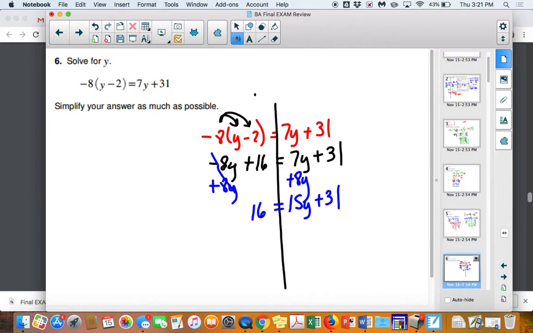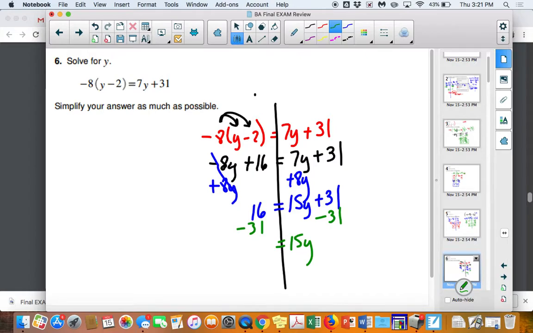Okay, so then you come in here, you're going to subtract 31 from both sides. That leaves me 15y, and then 16 minus 31, I think that's negative 15, but I'm just going to make sure just in case I do something goofy. Yeah, it's going to be negative 15. So whenever I divide it out, y is negative 1. So there's my answer.